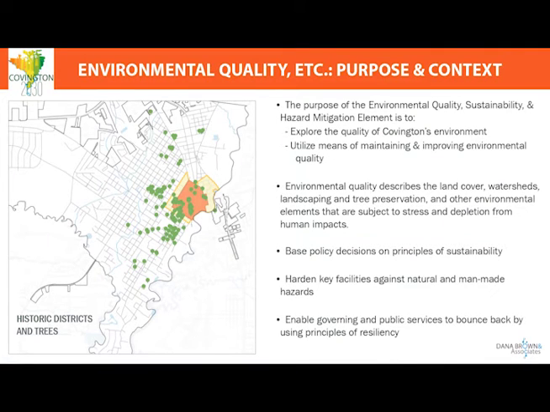We will now discuss the purpose and context of the environmental quality, sustainability, and hazard mitigation element. The purpose is to explore the quality of Covington's environment and utilize means of maintaining and improving the environmental quality. Environmental quality describes the land cover, watersheds, landscaping, tree preservation, and other environmental elements that are subject to stress and depletion from human impact.